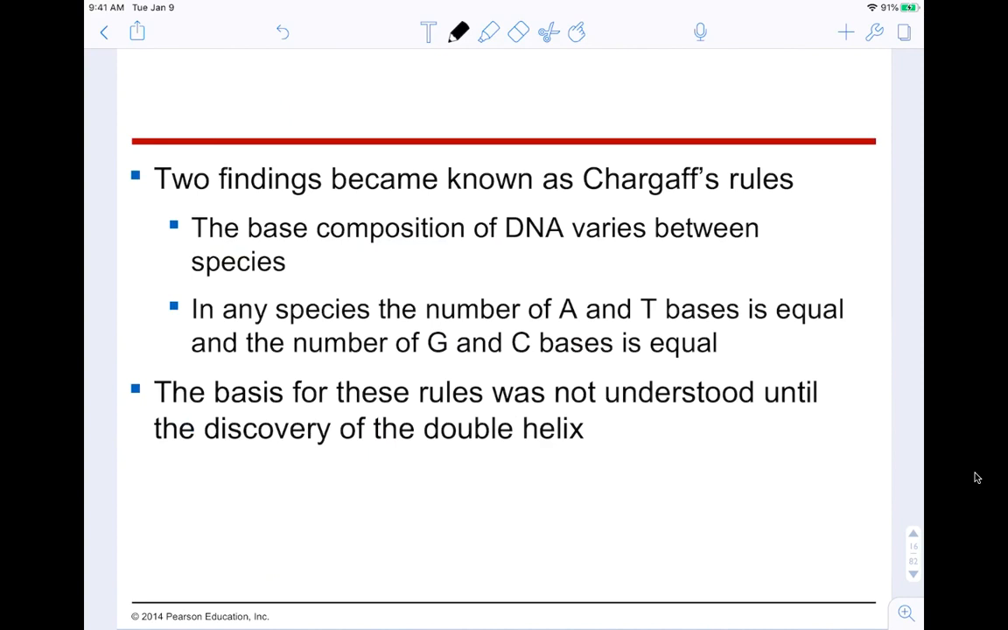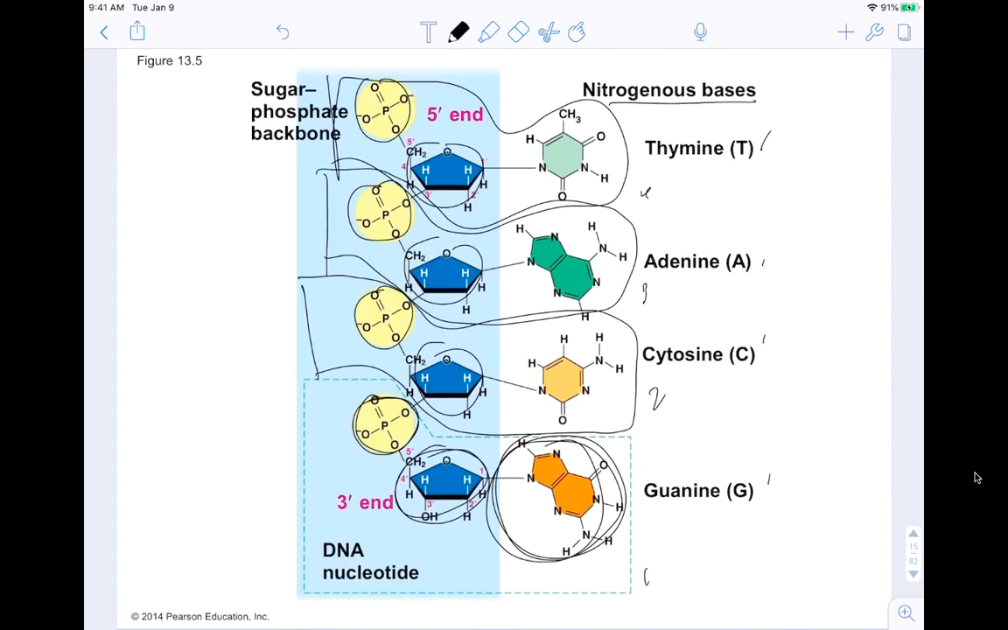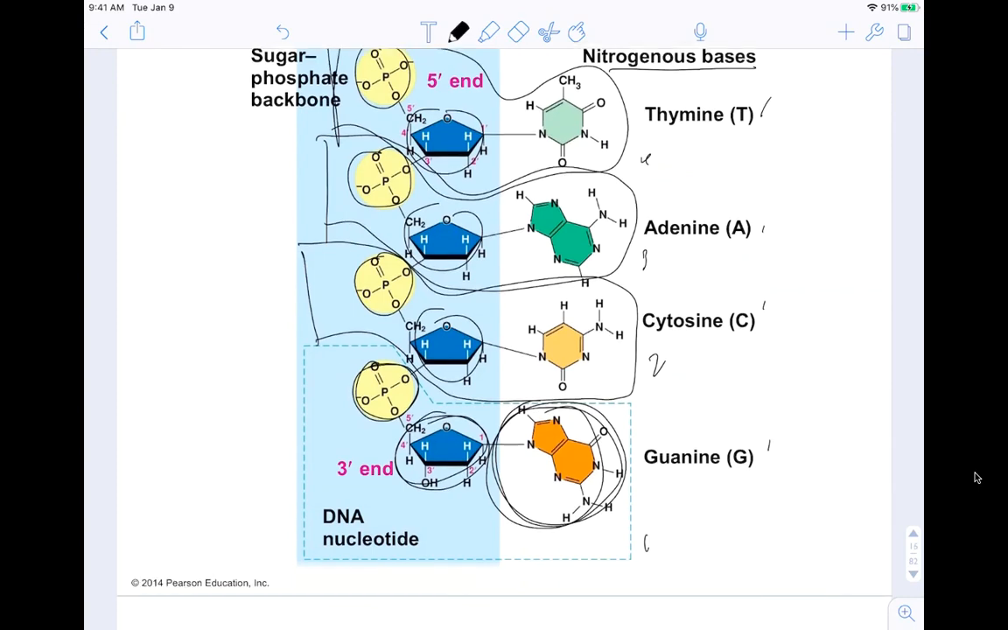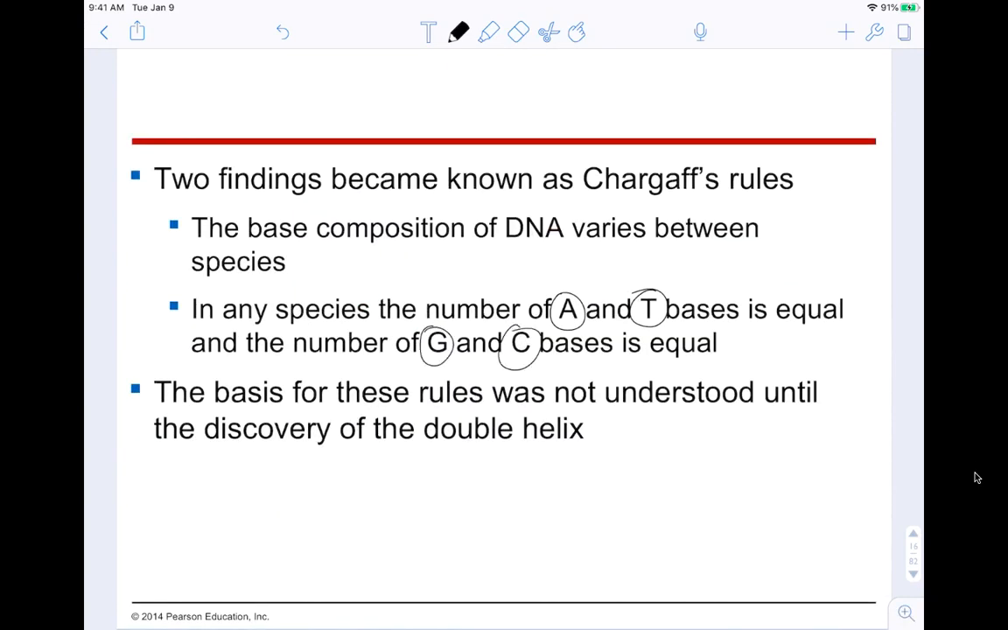Okay, so 2 findings became known as Chargaff's rule. The base composition of DNA varies between species. And in any species, the number of A and T bases is equal, and the number of G and C bases is equal. So the basis for these rules was not understood until the discovery of the double helix. But basically, Chargaff did weight experiments where he essentially said that there's this many A's and that happens to be equal to this many T's because of the structure of the molecules. He was able to identify them based on weight. And then G's and C's were equal to each other.